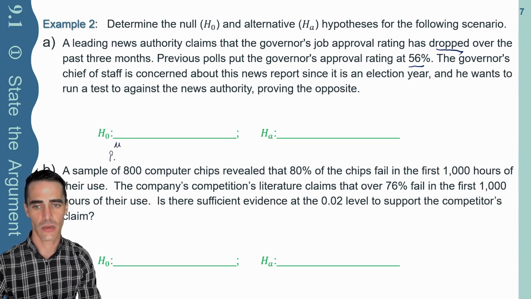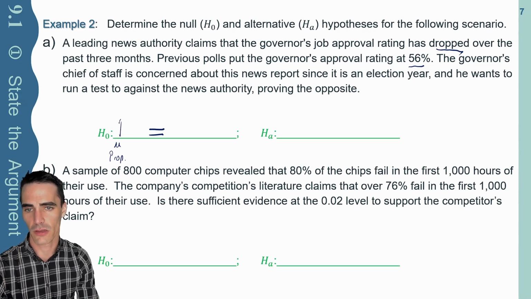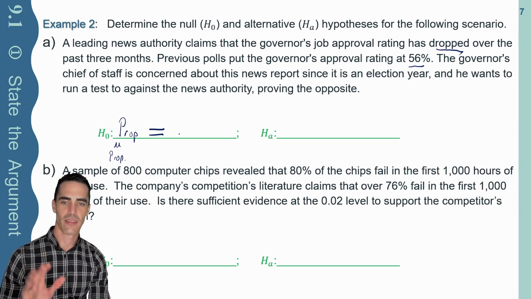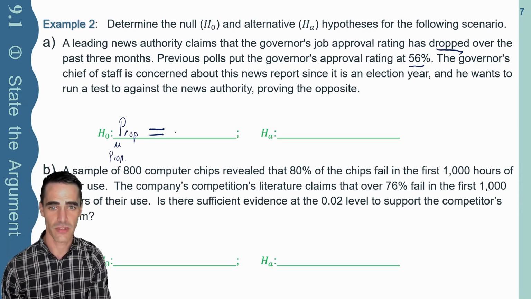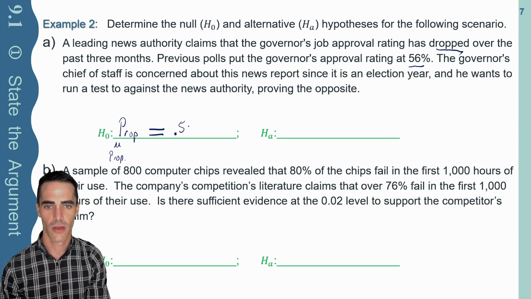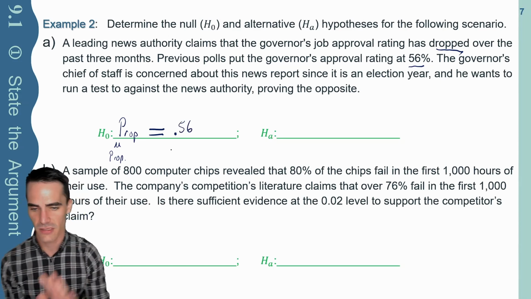It's either going to be the mean or the population proportion P, and it's always going to be equal to. If you have no idea, at least you could start with that. You're either talking about a proportion. In this case, we're talking about an approval rating. You can either write capital P if you'd like, or we can be even more clear and write prop for population proportion. And look, don't worry about it. The population proportion is, it looks like 56%. All right, 0.56.